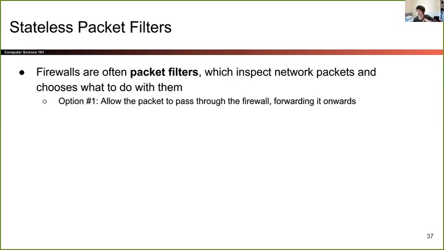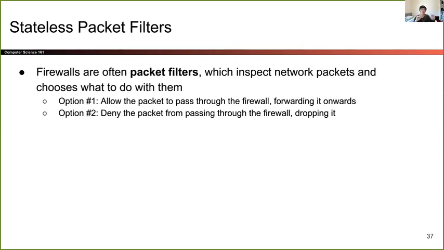Oh, sorry. Option one, option two. So for a packet filter, option one is to allow the packet through the firewall. So we forward it onwards. We say, go on. Or option two is deny the packet from passing through. We drop it. Dropping is just deleting the packet and causing it to never be sent again. The technical term here is dropping it, probably because it has to do with some metaphor of carrying packets around.